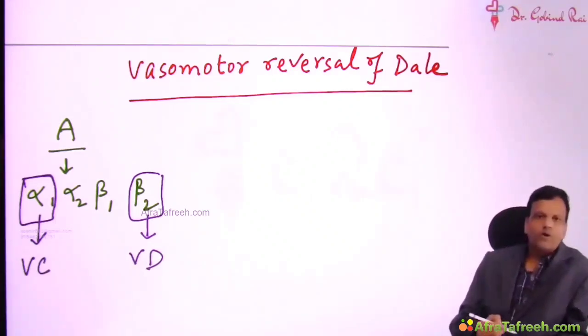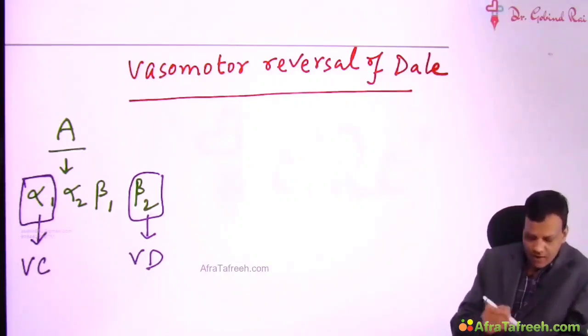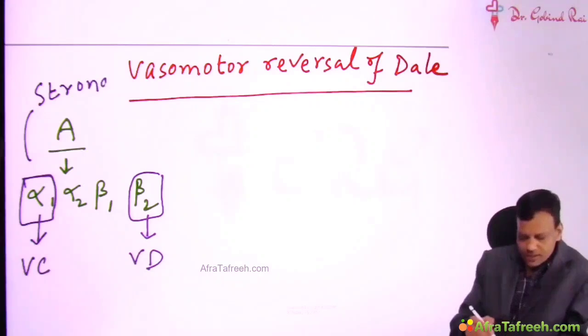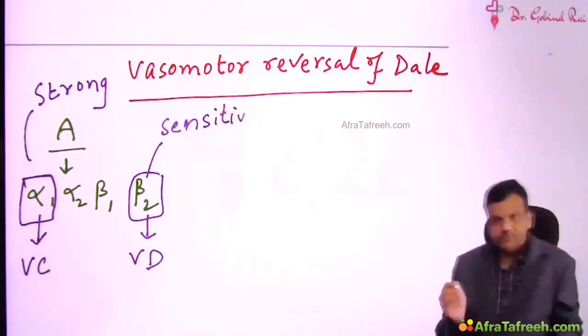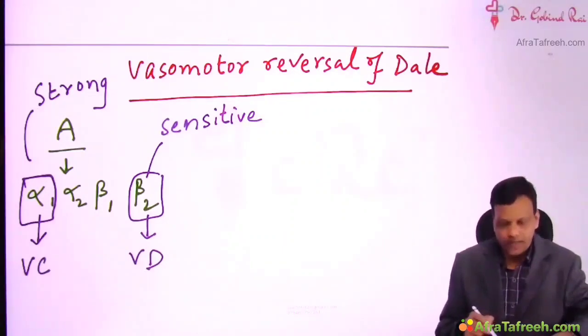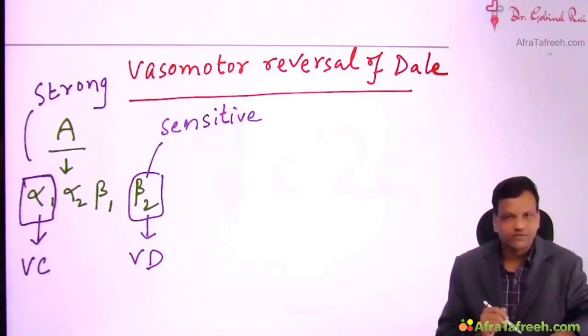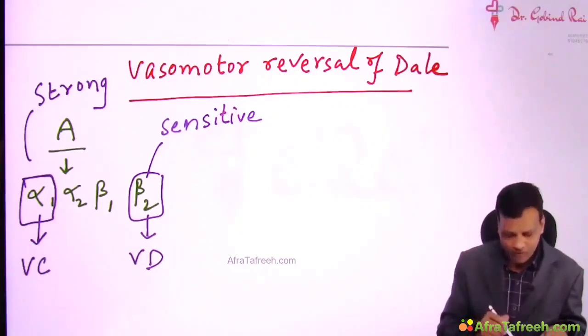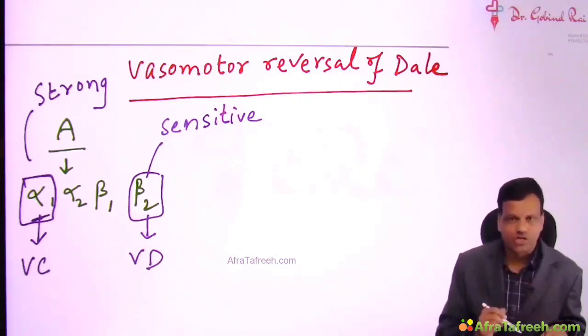Now one more important thing to remember is alpha 1 receptor is a strong receptor, whereas beta 2 receptor is a sensitive receptor. Now the meaning of this is, beta 2 is sensitive means even if we give low dose of adrenaline, it can stimulate beta 2. But that low dose cannot stimulate alpha 1. So alpha 1 requires high dose. So when we give high dose of adrenaline, both beta 2 and alpha 1 will be stimulated. And when both are stimulated, alpha 1 will have more effect because it is a strong receptor.